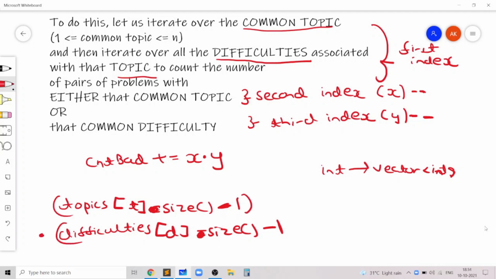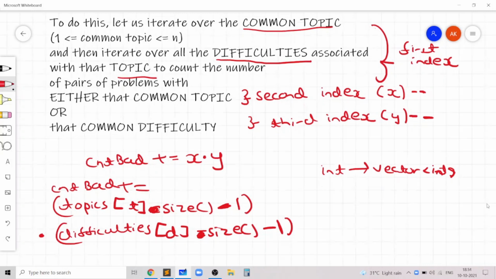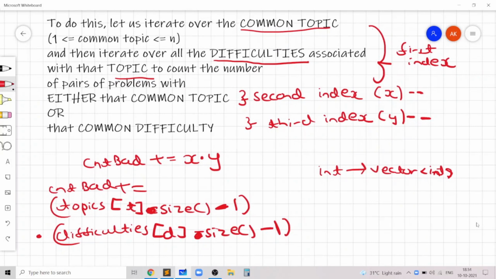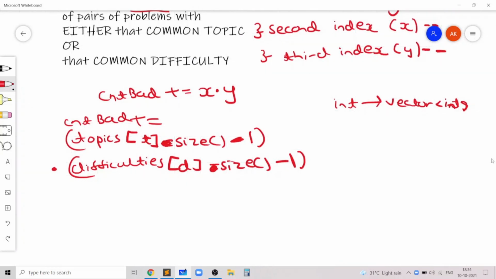If we multiply these two, we'll get the contribution, and the count of the bad indices will increase by the contribution for this particular topic and this particular difficulty. And in the end, we print the total answer. We print n choose 3 minus count of bad indices, and that's the full logic. Now I'll show you the code implementing the same idea.